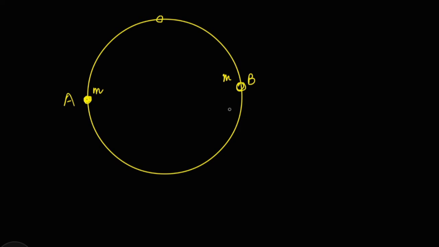So B will start sliding, and therefore the ring will rotate, and we have to find the initial acceleration of A and B. Now, in this question, suppose as soon as A and B are released, this ring is rotating with an angular acceleration alpha. Its initial acceleration is alpha.